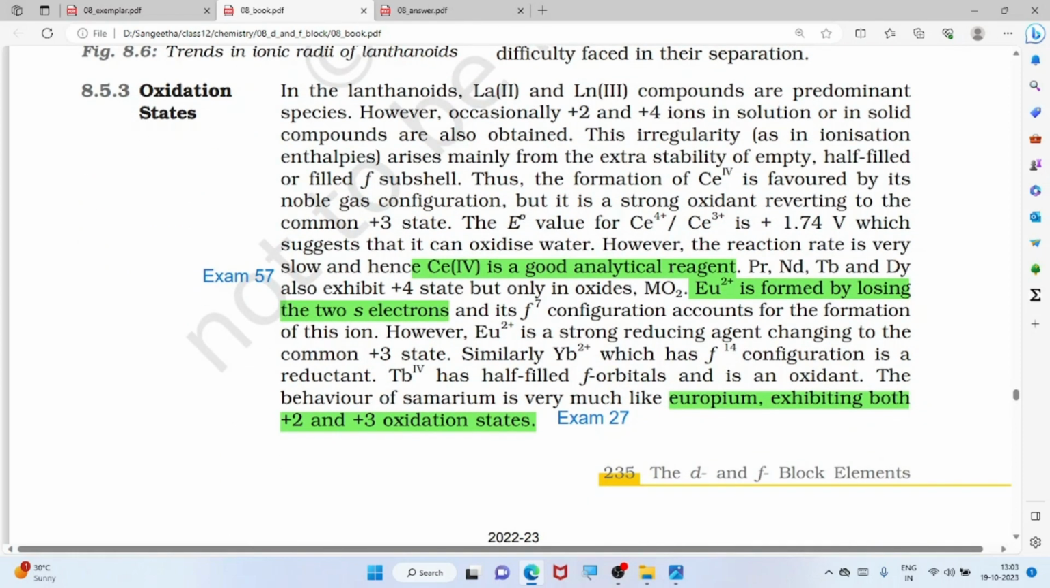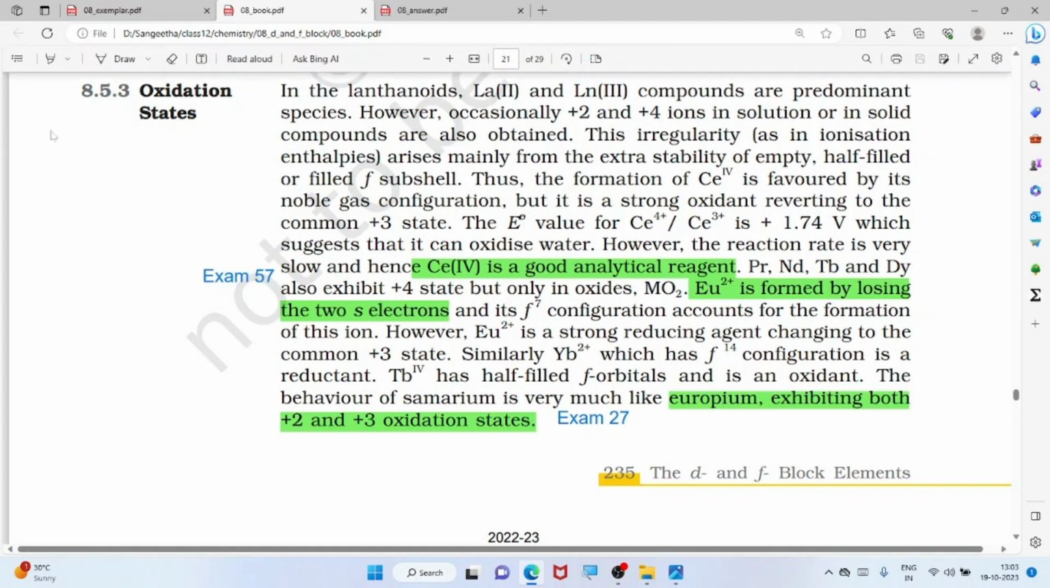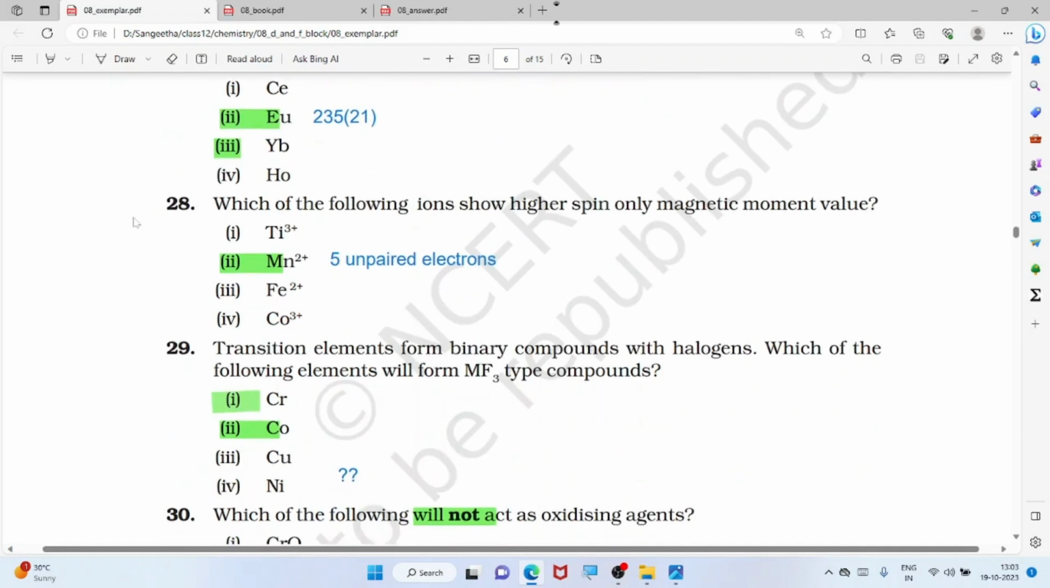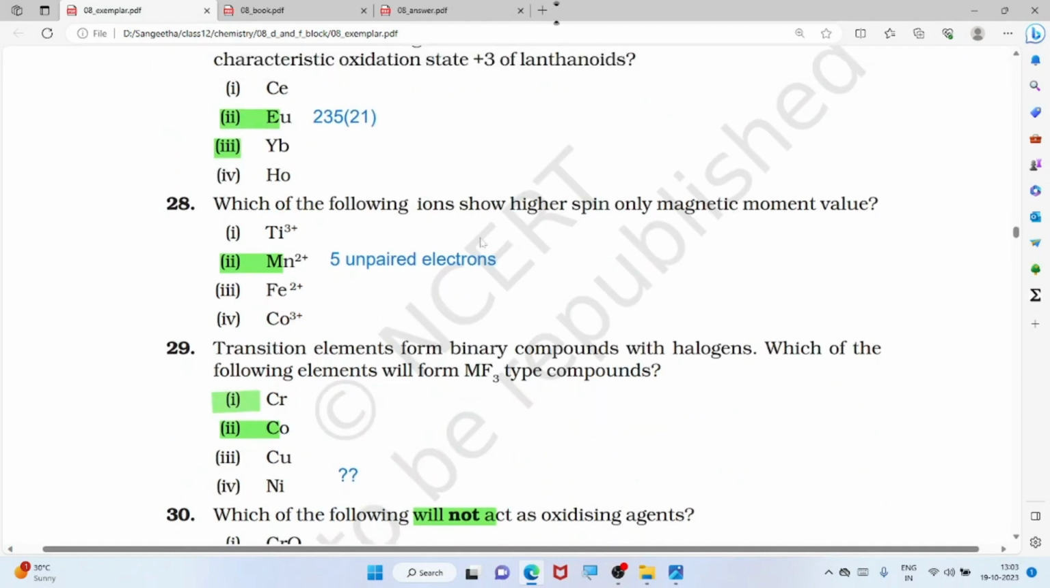Okay, you can go through it. Which of the following ions show higher spin only magnetic moment? Spin only magnetic moment, so which has the highest unpaired electrons. Okay, this has the highest unpaired electrons, so this will have the more spin only magnetic moment.